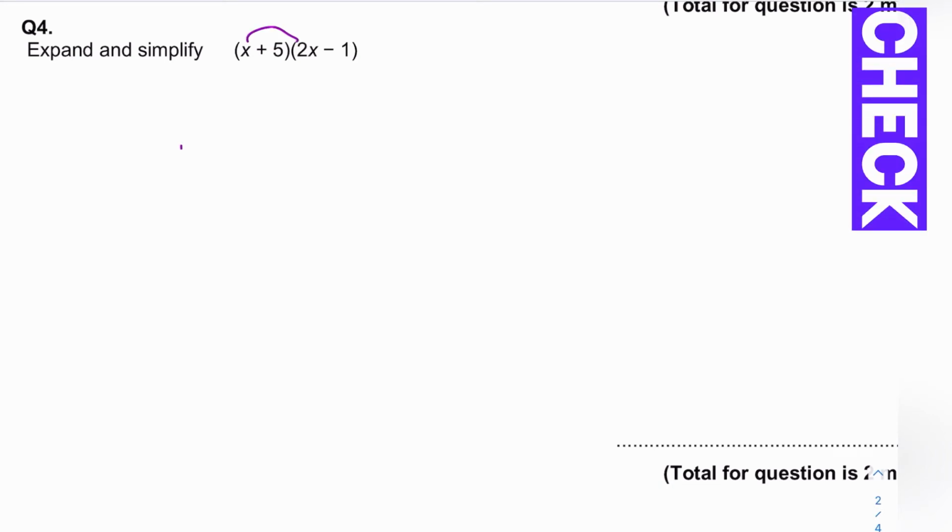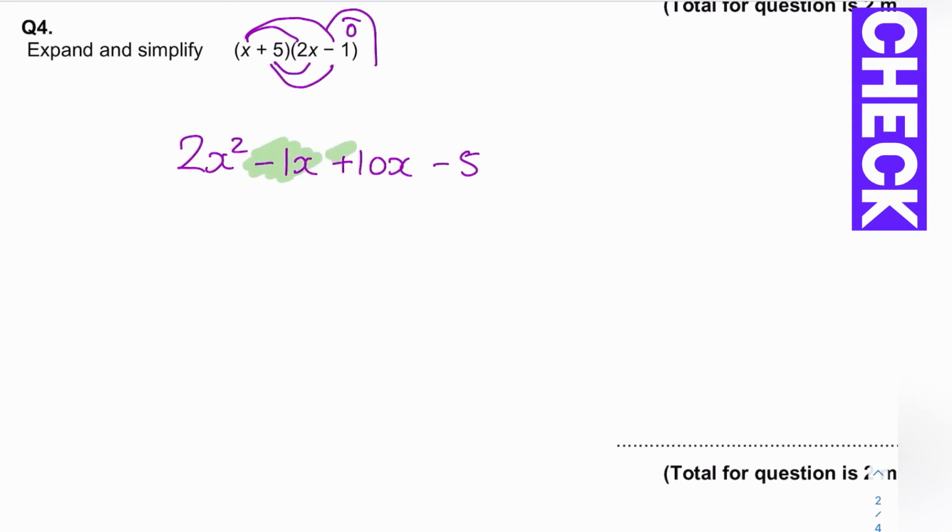Right, so here we've got x times 2x, which is 2x squared, x times negative 1, which is negative 1x, positive 5 multiplied by 2x is positive 10x, and finally positive 5 times negative 1 gives you negative 5. Now we collect together our like terms.